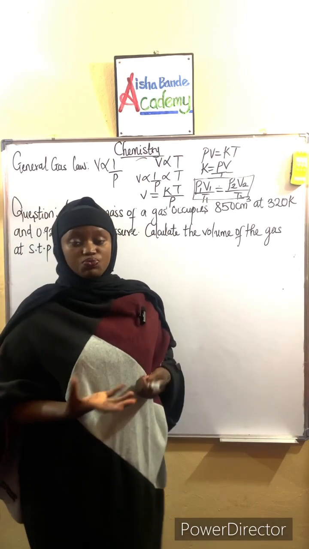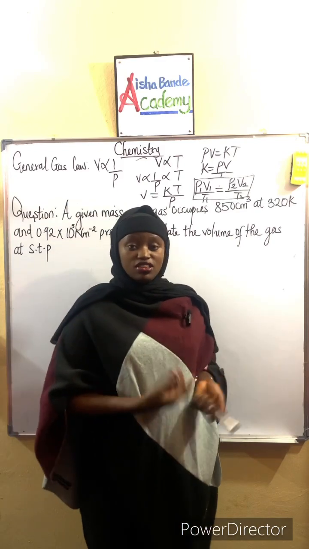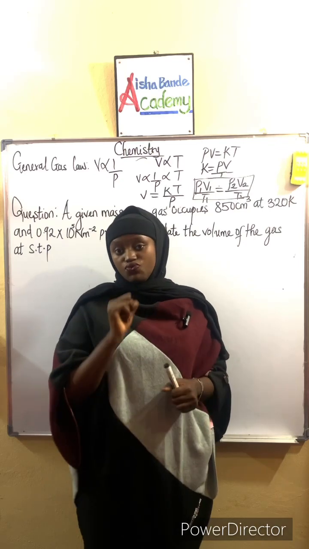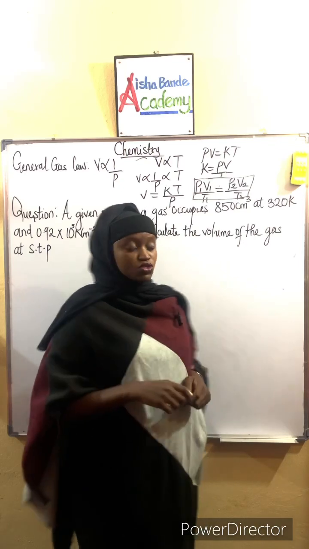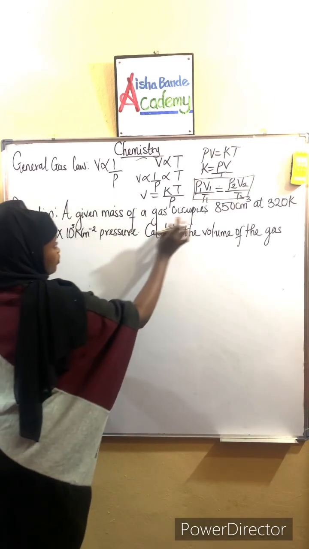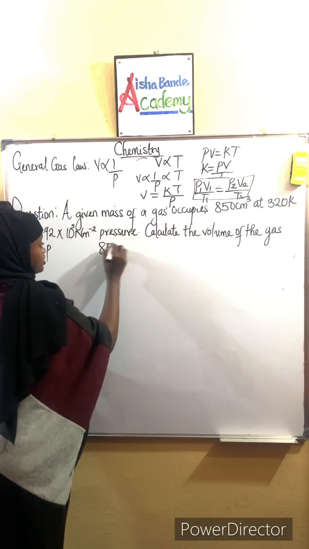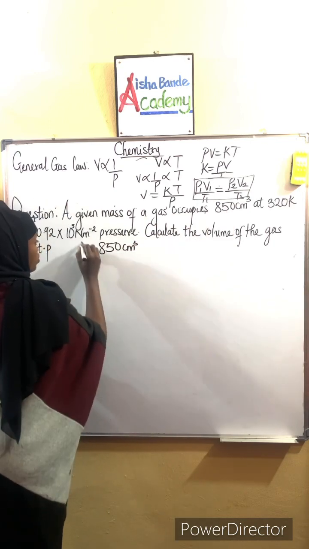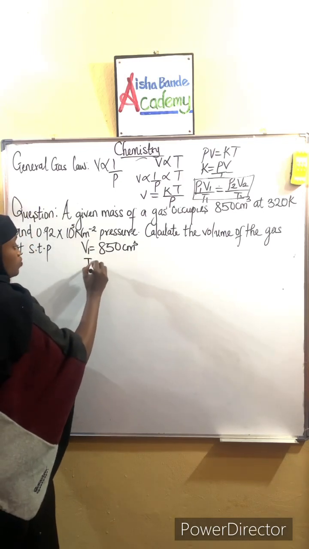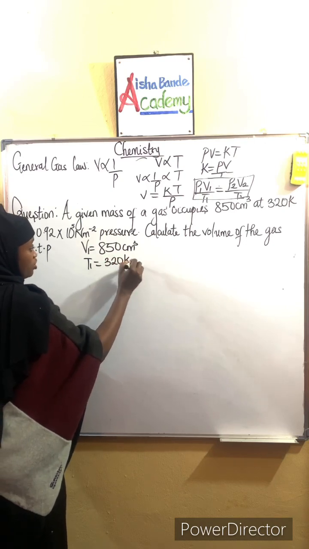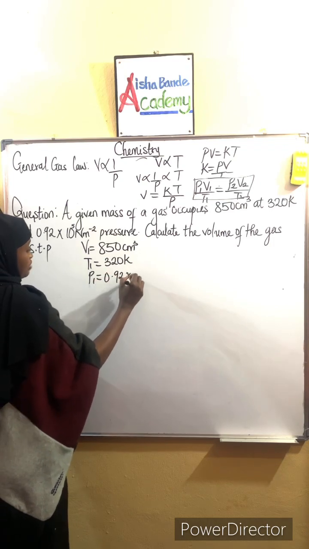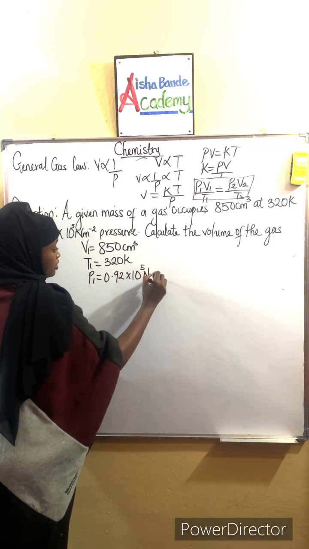So all we need to do now is to bring out the parameters given in this question. The parameters will guide us to know which of them is unknown, which we have to find using the relation we have disclosed first. So let's bring out the parameters. We have that the given mass of a gas occupies 850 centimeter cube. From the unit centimeter cube, we know that this is the value for the volume. So this is the value for V1 at T1 equals 320 Kelvin. At P1, which is pressure, is 0.92 times 10 raised to the power 5 Newton per meter square.